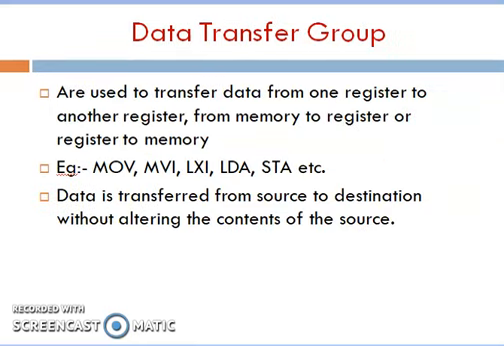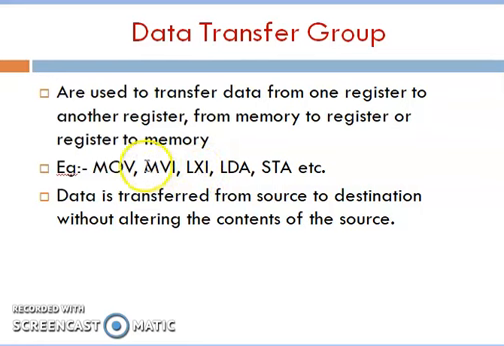First we can see the data transfer group. The data transfer group of instructions are used for transferring the data from source to destination. And the source and destination can be either register, memory location, etc. In data transfer group of instruction, the data from the source is copied to destination without changing the contents of the source. It is equivalent to copy paste in Windows.